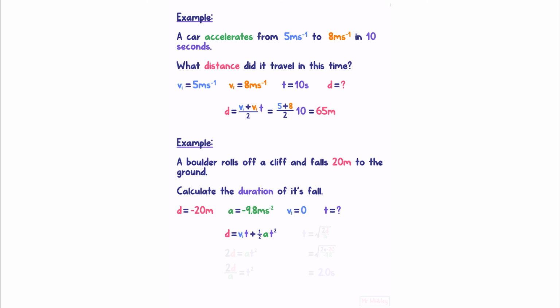Our task now is to solve this for time. First of all, we can recognize that vi is 0, which means that this term here disappears. We can now multiply both sides by 2, divide both sides by the acceleration, and then square root both sides and swap them around, giving us our solved equation, which we just need to add in our numbers to, which gives us 2.0 seconds.